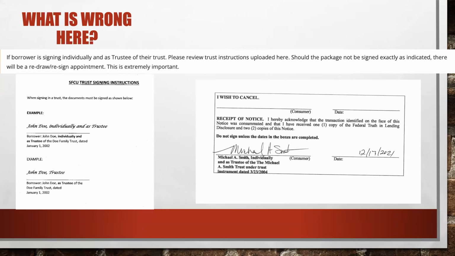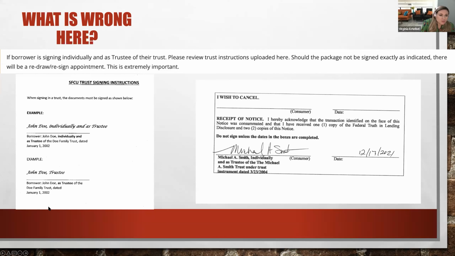He forgot to include the name of the trust following his... yep, so it should be Michael A. Smith. Would he just put a comma, trustee of the Michael A. Smith Trust under trust? Or would he have to say individually and as trustee?